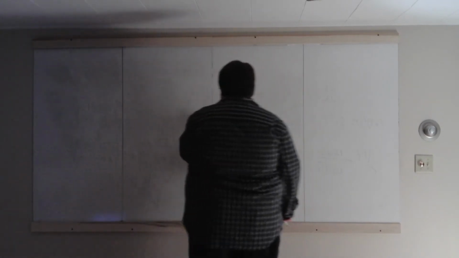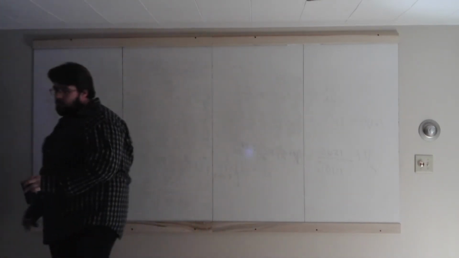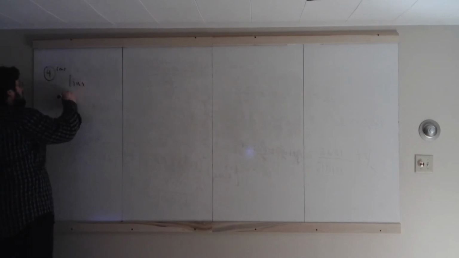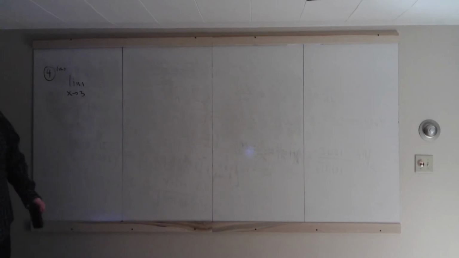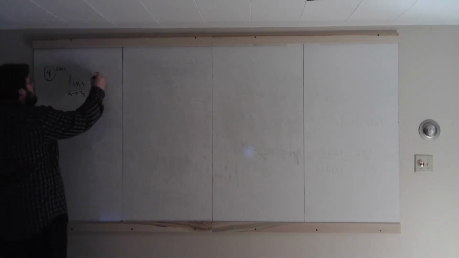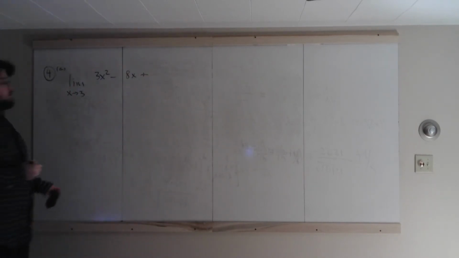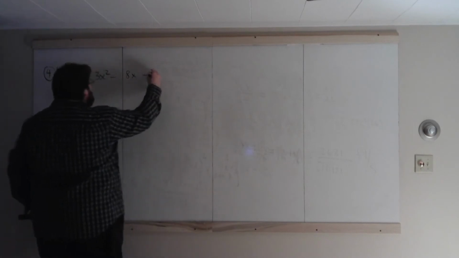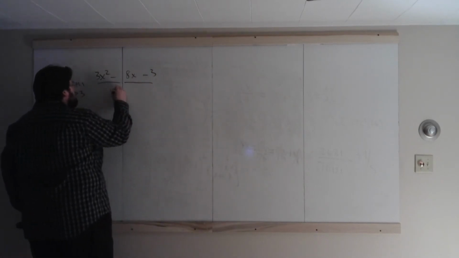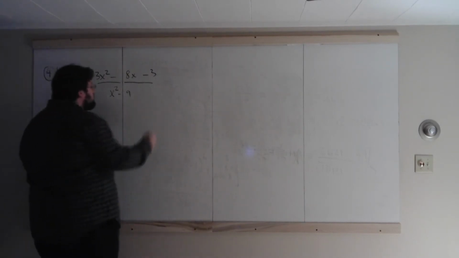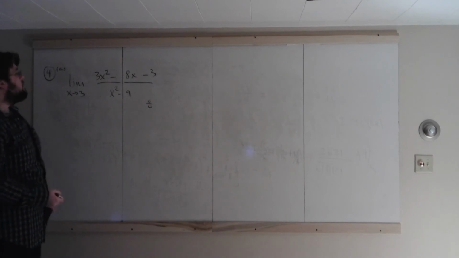And in that one, volume and side length were functions of time. Evaluate each limit using L'Hopital's rule. Limit as x approaches 3 of 3x squared minus 8x minus 3 over x squared minus 9. Well, you try substituting, you get a 0 over 0. You get 27 minus 24 minus 3 over 9 minus 9, so that's 0 over 0.